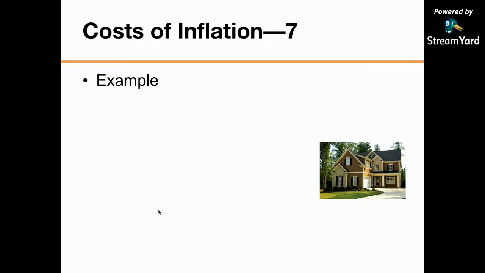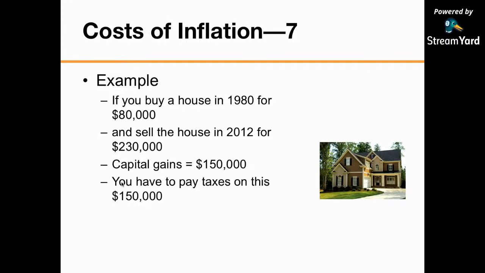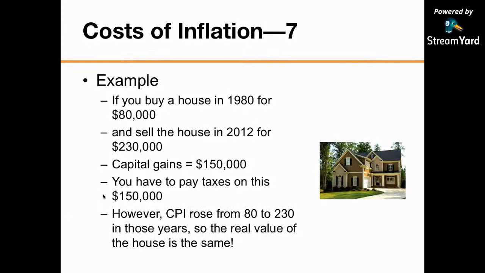Now, here's an example they give you. You buy a house in 1980 for $80,000, and you sell that house in 2012 for $230,000. The capital gain here is $150,000, so that's the difference in the 2012 selling price and your 1980 purchase price. But you're going to have to pay tax on this $150,000 gain. The CPI rose from 80 to 230 in those years, so the real value of your house actually hasn't changed at all, but you're still required to pay a pretty significant tax on that gain.